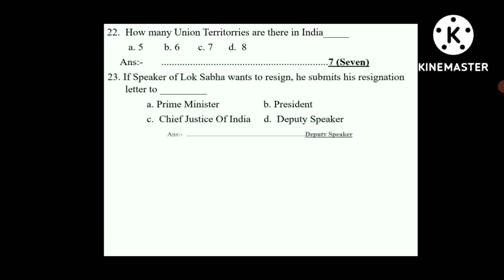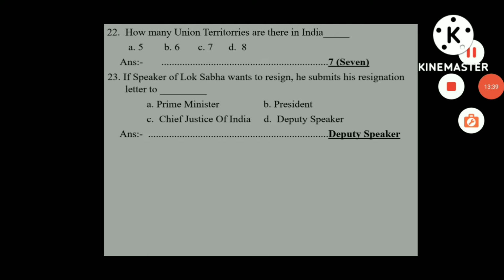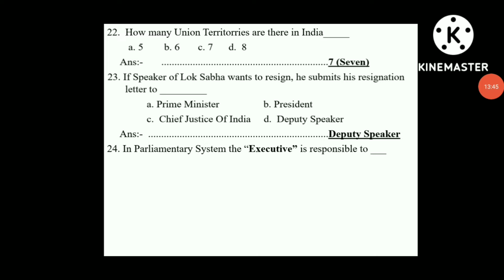Coming to the next question, 22. How many union territories are there in India? 5, 6, 7 or 8? It is a very basic question. It is 7. 23rd is, if Speaker of Lok Sabha wants to resign, he submits his resignation letter to the Prime Minister, President, Chief Justice of India or Deputy Speaker, and it is of course the Deputy Speaker.